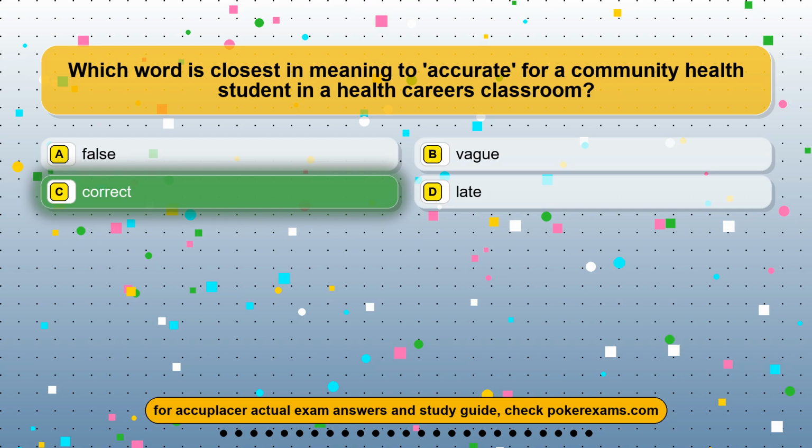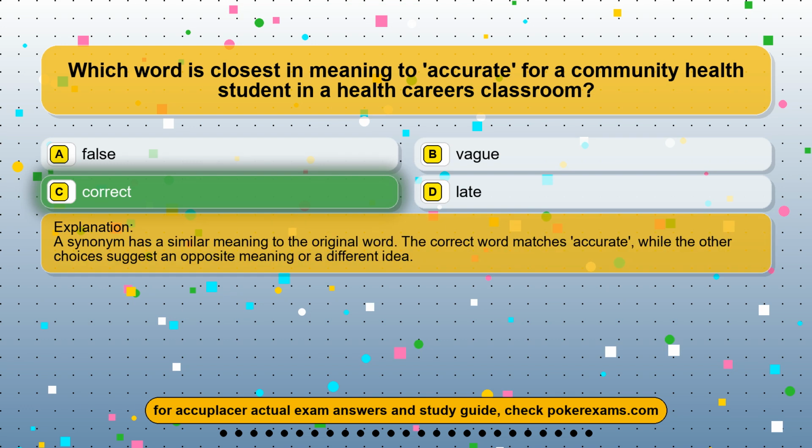The correct answer is option C, correct. A synonym has a similar meaning to the original word. The correct word matches accurate, while the other choices suggest an opposite meaning or a different idea.